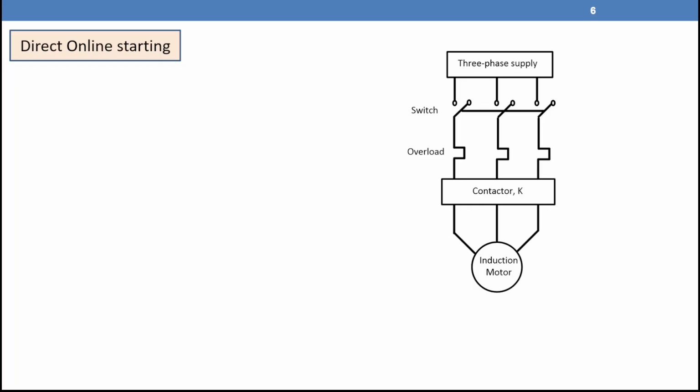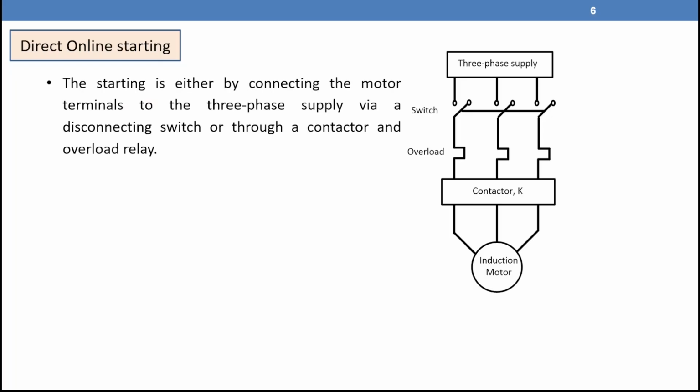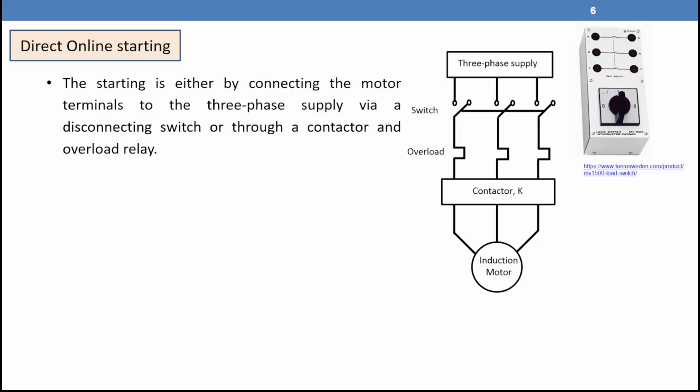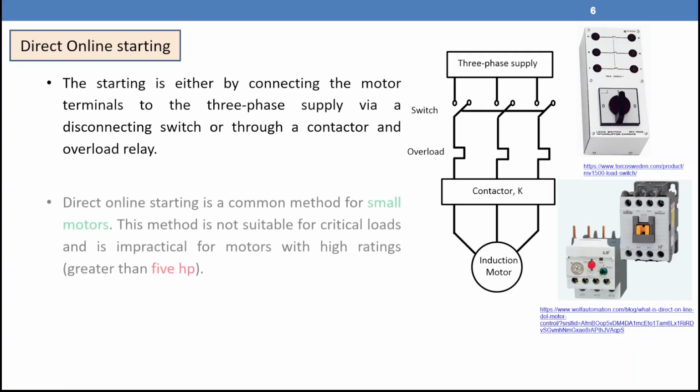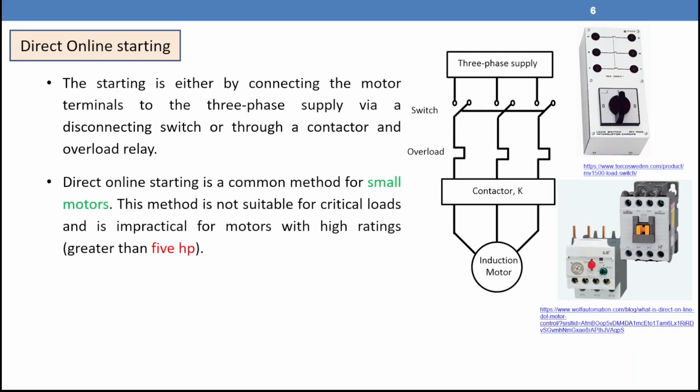Two slides back, we asked the question, can the motor be connected using direct online? The answer was yes, but with some limitations. So how are we going to connect it? The motor terminals will be connected to the three-phase supply directly using a switch like this one in our labs, or through a contactor and overload relay, either in industry or in our labs as well. Can we use this method for any application? The answer is no. We can use this only for small motors. What do you mean by small? Small is not a clear word. Small means smaller than 5 horsepower. We can accept this method.